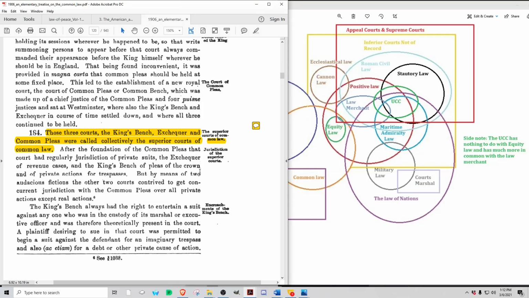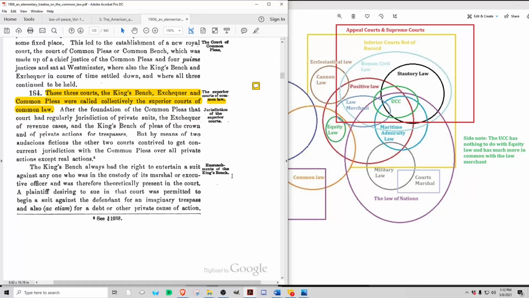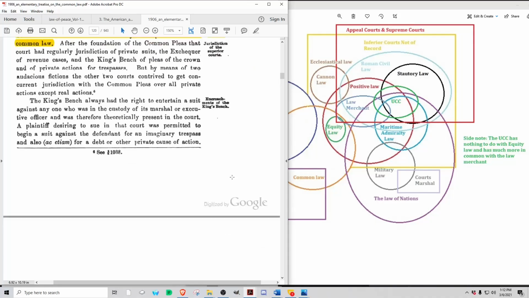So after the foundation of the Common Pleas, that court had regularly jurisdiction of private suits. The Exchequer had revenue cases, meaning revenue for the king, and the King's Bench the pleas of the crown, and private actions for trespass. But by means of two audacious fictions, the other two courts contrived to get concurrent jurisdiction with the Common Pleas over all private actions except real actions. Real actions meaning real property. A real action is an action regarding land. So just to know that.